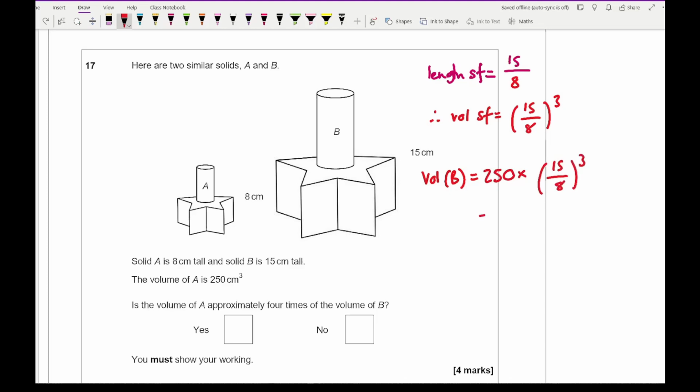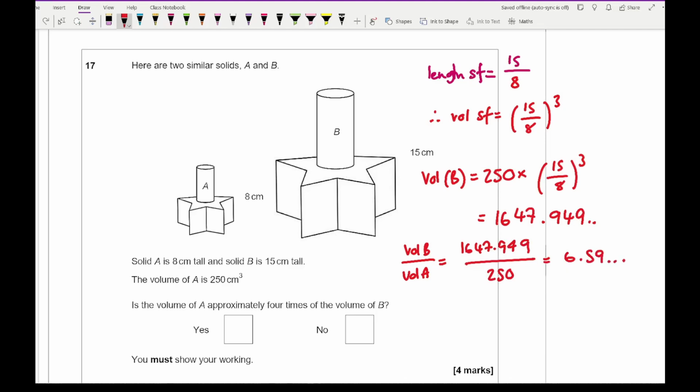Now if I type that all into my calculator, I get an answer of 1647.949. Now to then work out how many times bigger it is, well, if I do the volume of B divided by the volume of A, so that's going to be 1647.949 over 250, I get an answer of 6.599. So that means that the volume of B is 6.59 times bigger than the volume of A. So the box I need to tick is no.